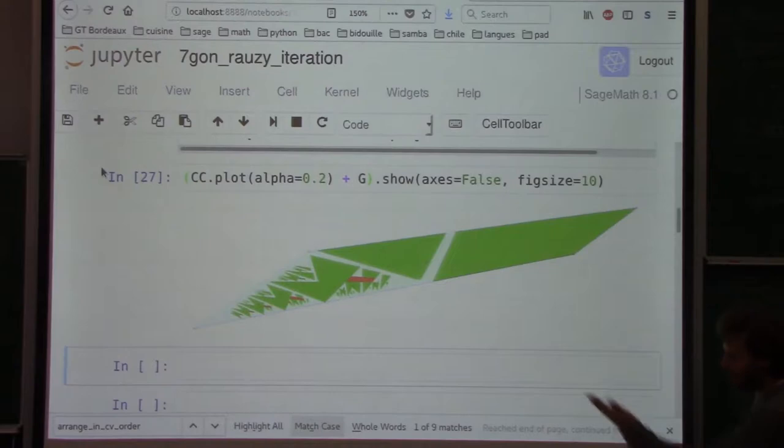And basically, this is the kind of question you need to answer in order to go further with this partial algorithm. And I'm done. Thank you.